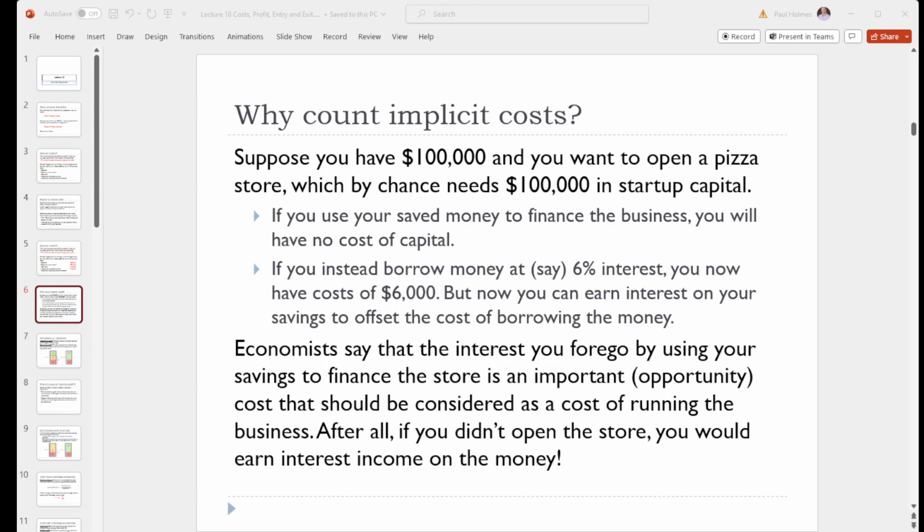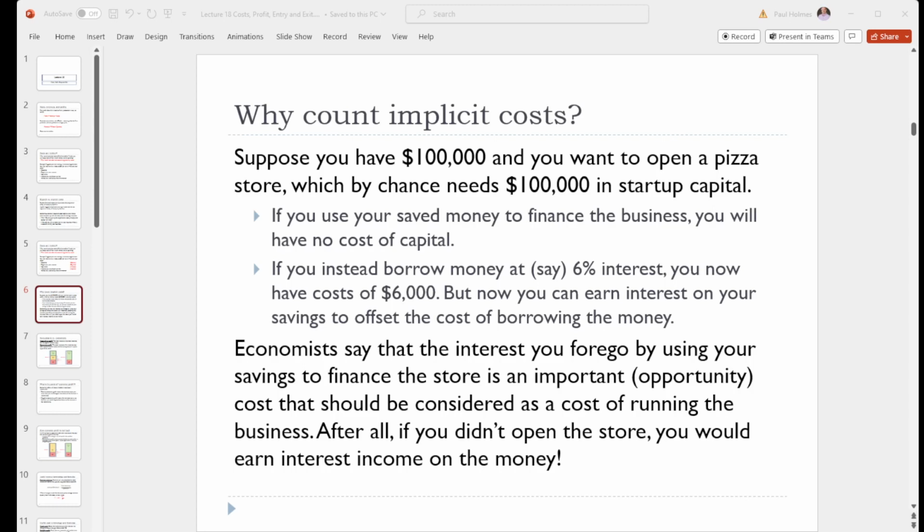You're about to start spending money on this business. When you start thinking, well, okay, what money should I spend? You've got $100,000 saved up, and your pizza store happens to need exactly $100,000 to start up, to pay for your initial lease, to pay for your equipment, to have some money ready to pay your staff, whatever it is that you need that money for.